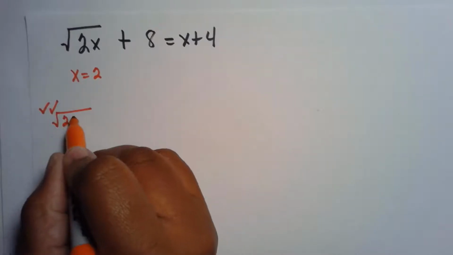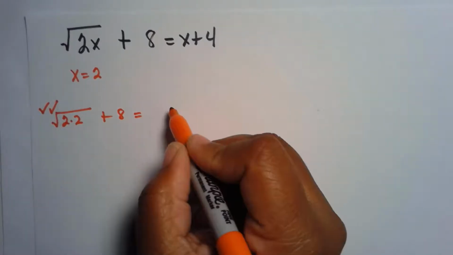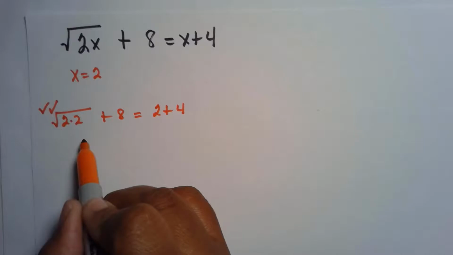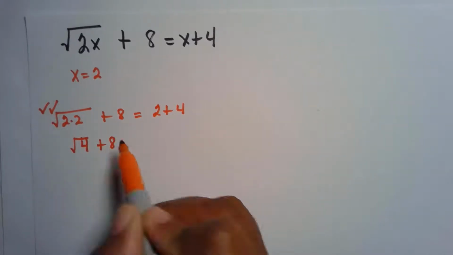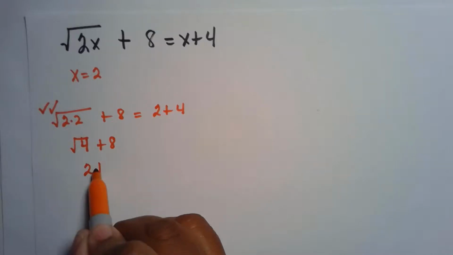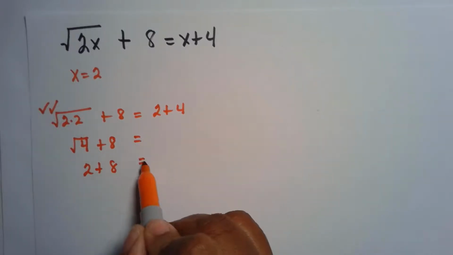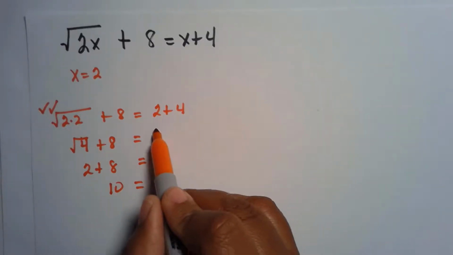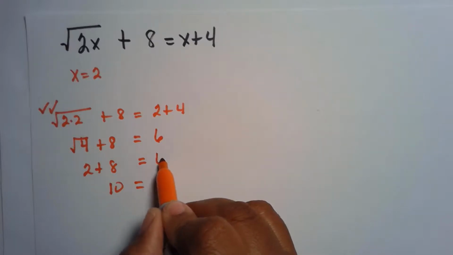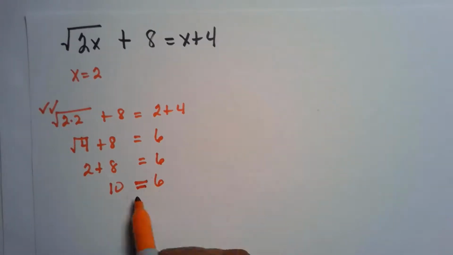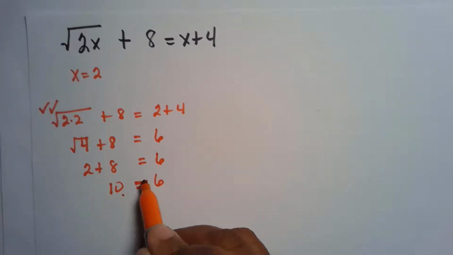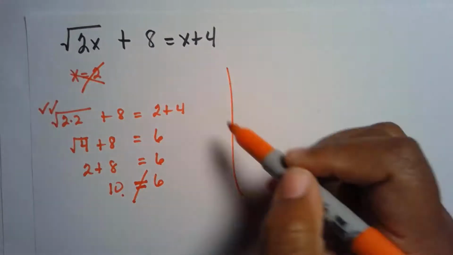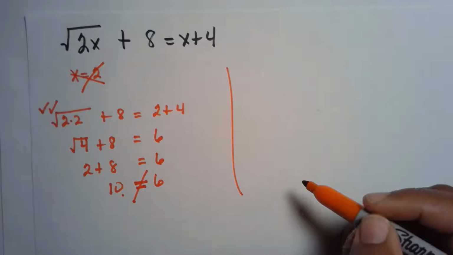We have the square root of 2 times 2 plus 8 is equal to 2 plus 4. Take 2 times 2, we have the square root of 4 plus 8. Square root of 4 is 2. And we have 10 is equal to, and on the right hand side, 2 plus 4 gives us 6. So is 10 equal to 6? We would say no. So at this point, 2 is not a solution to our equation.